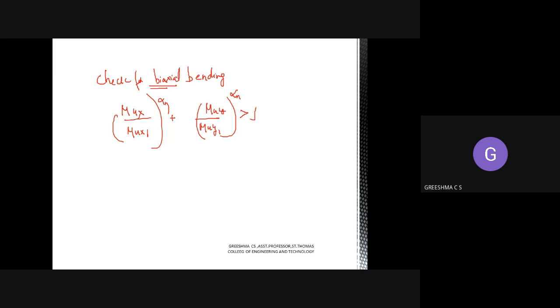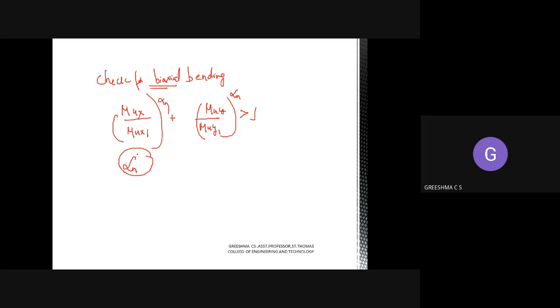So this is the most important check for biaxial bending. If this condition is not satisfied, you have to redesign the section. Whatever we have assumed, the reinforcement ratio is wrong. You have to redesign. So already we know what MUX and MUX1 are: 150 and 324. Already all these values we know. We need to know the value of alpha n.